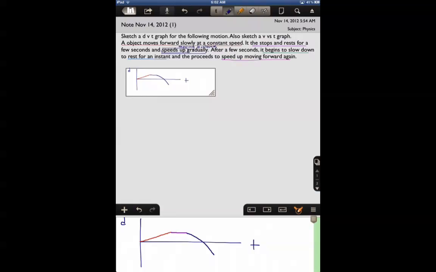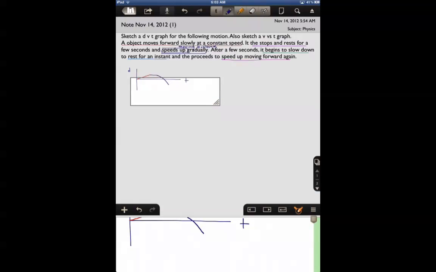After a few seconds, it begins to slow down. So what that means is after a few seconds, the shape of this curve, those of you in calc will know this word as concavity, but I'm basically going to flip the curve. Instead of being curved upside down, it's going to be curved right side up. That shows me slowing down because the slope of the line is becoming less.